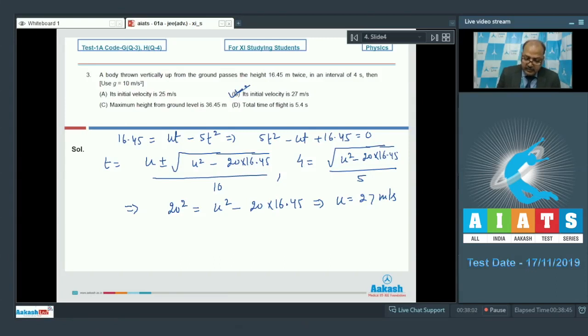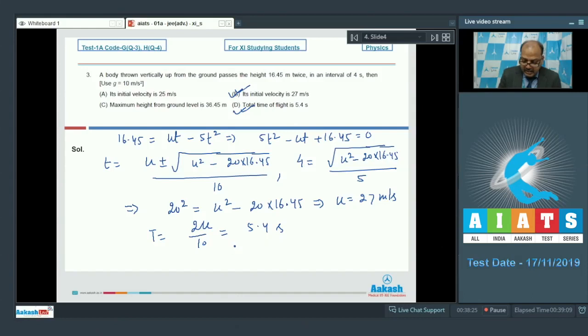How about the maximum height from ground and total time of flight? Well, total time of flight is 2u by g, 2u by 10, and that is equal to 2 into 27 by 10, which is 5.4 seconds. So option D is also correct. Let's check option C now.